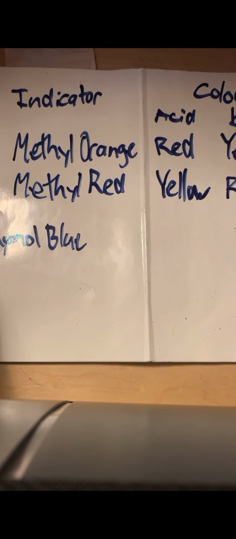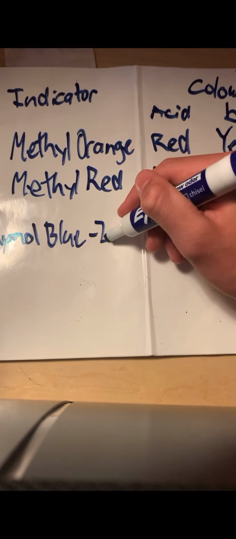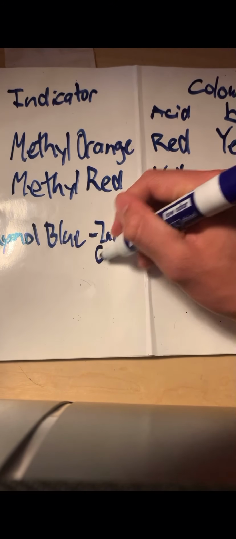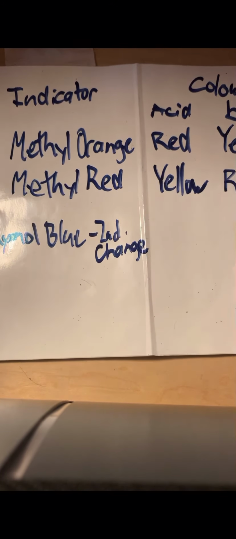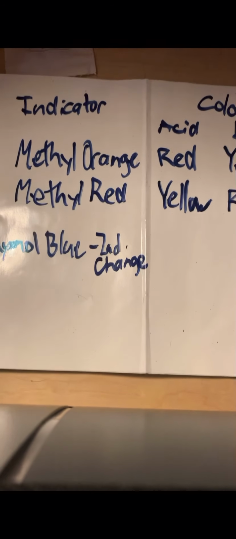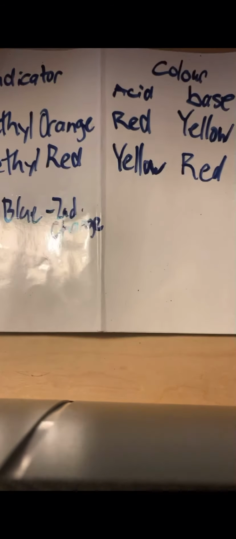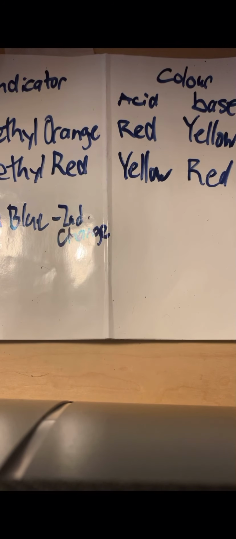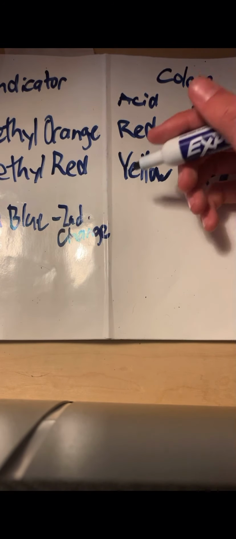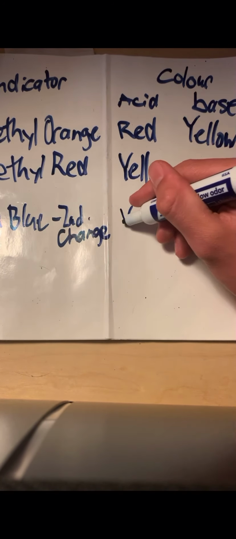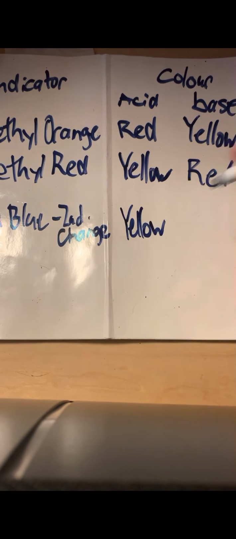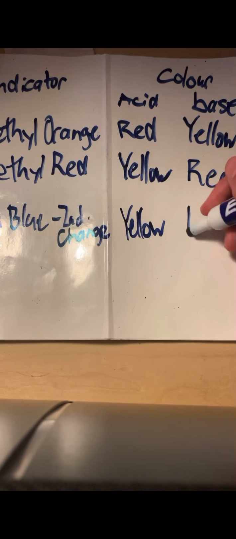And now this is a second change. I'll write it down here so I can fit it. Now, you might think there's going to be blue here, and you would be correct. When this comes in contact with an acid, it turns yellow, like methyl red. But now the difference is when it comes in contact with the base, yep, it turns blue. So that is question 4.